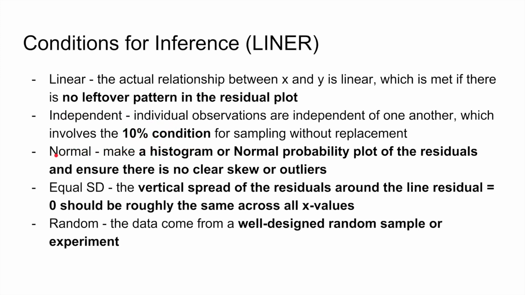For normal, it's a little bit trickier because you actually have to make a histogram or normal probability plot of the residuals and ensure there's no clear skew or outliers. For equal standard deviation, you have to check that the vertical spread of the residuals around the line residual equals 0 should be roughly the same across all x values. And for random, the data should come from a well-designed random sample or experiment.